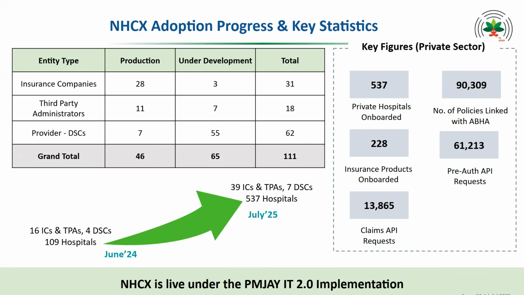We have another scheme running, the PMJAY, Pradhan Mantri Jan Arogya Yojana. They also have a claims management system on the payer side that is completely running on NHCX. NHCX is the gateway they are using to transfer their information. It is live in 34 states in India already, and it is processing more than 1 lakh claims daily for the PMJAY ecosystem.